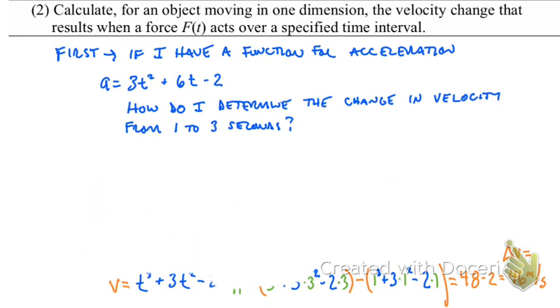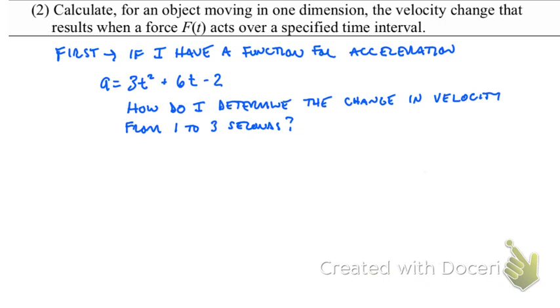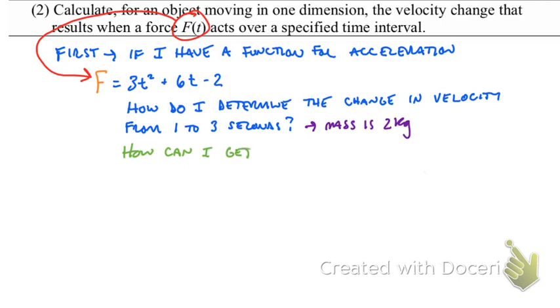But remember that that's not what the standard asks. The standard wants us to know, what if we're given a force? So let's change this to force. And if we're given the force, then they probably are going to give us the mass as well. The reason why is because we need to think, how can we get acceleration from force? Well, remember that Newton's second law says that F equals ma, so a is force divided by mass.